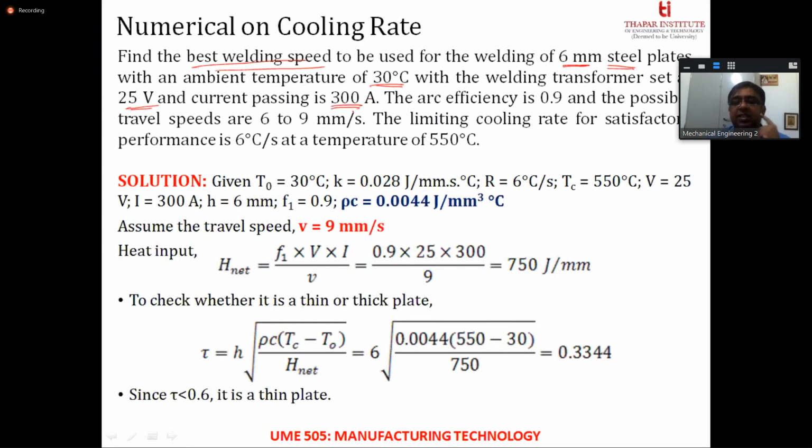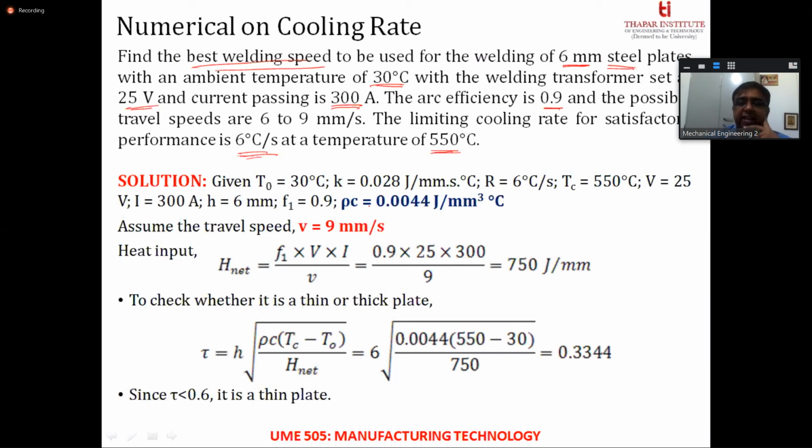So I is 300. The arc efficiency is 0.9. So F1 is given to you as 0.9. And the possible travel speeds are 6 to 9 mm. So there is a range of speed that has been given to you from 6 mm per second to 9 mm per second. And for this process condition, you are required to find out what will be the optimal welding speed or the best welding speed. The limiting or the critical cooling rate for satisfactory performance is 6 degrees centigrade per second. So critical cooling rate is given to you at a temperature of 550 degrees centigrade. So Tc is given as 550 degrees centigrade.